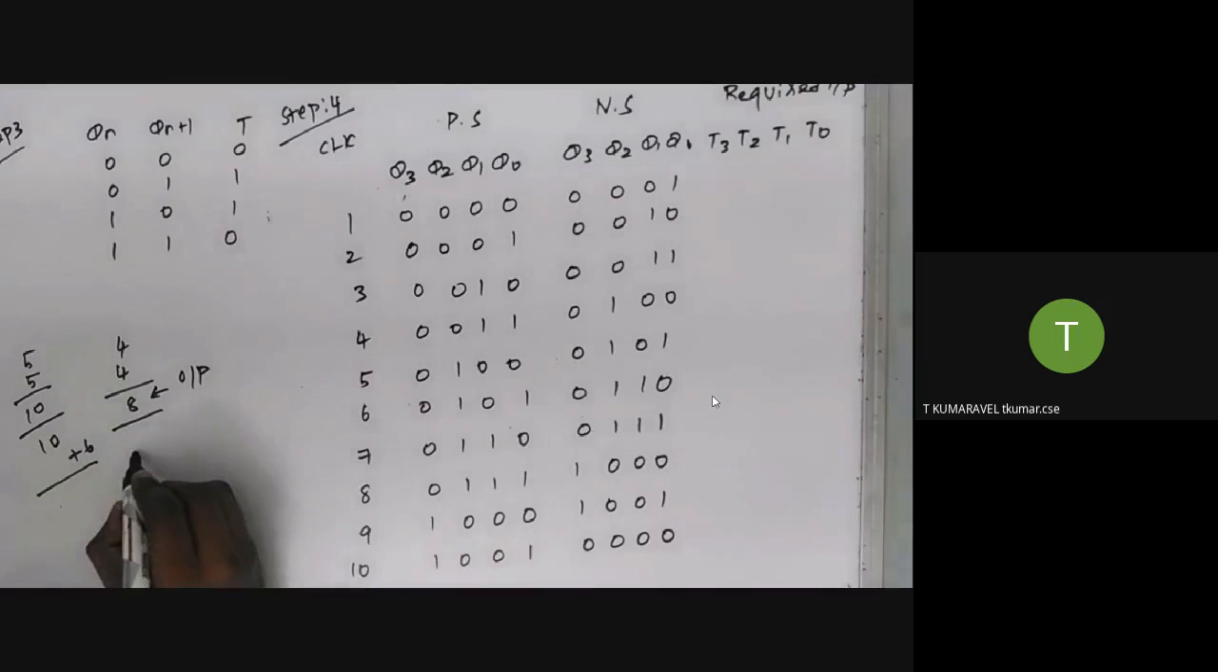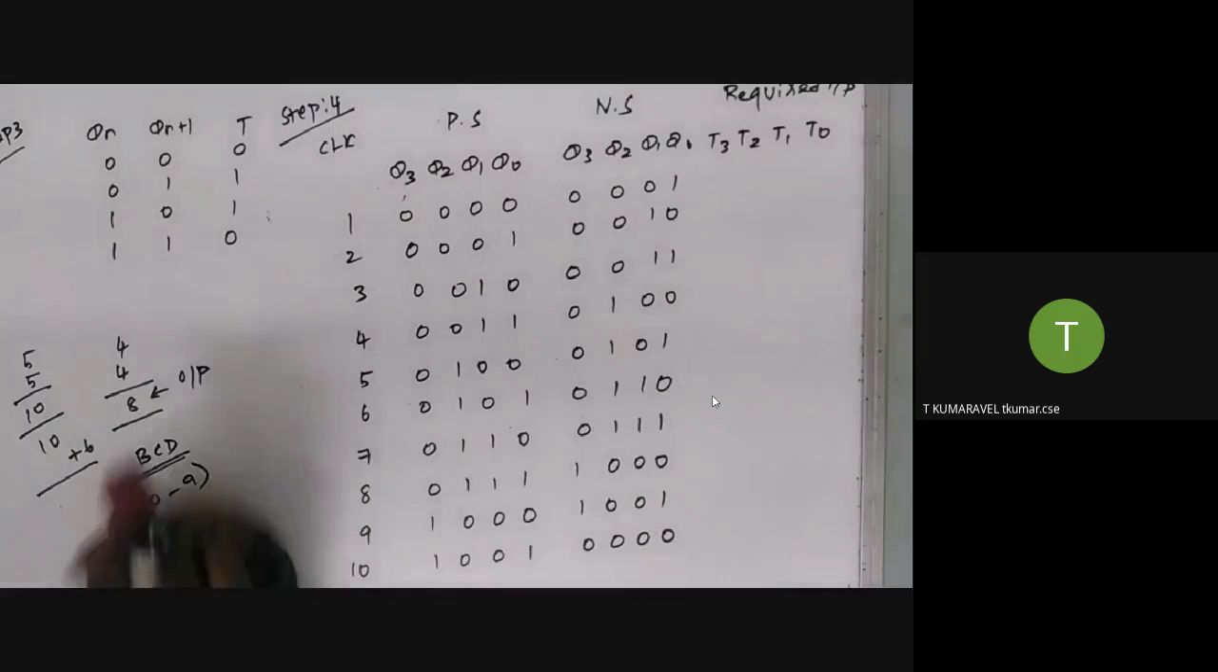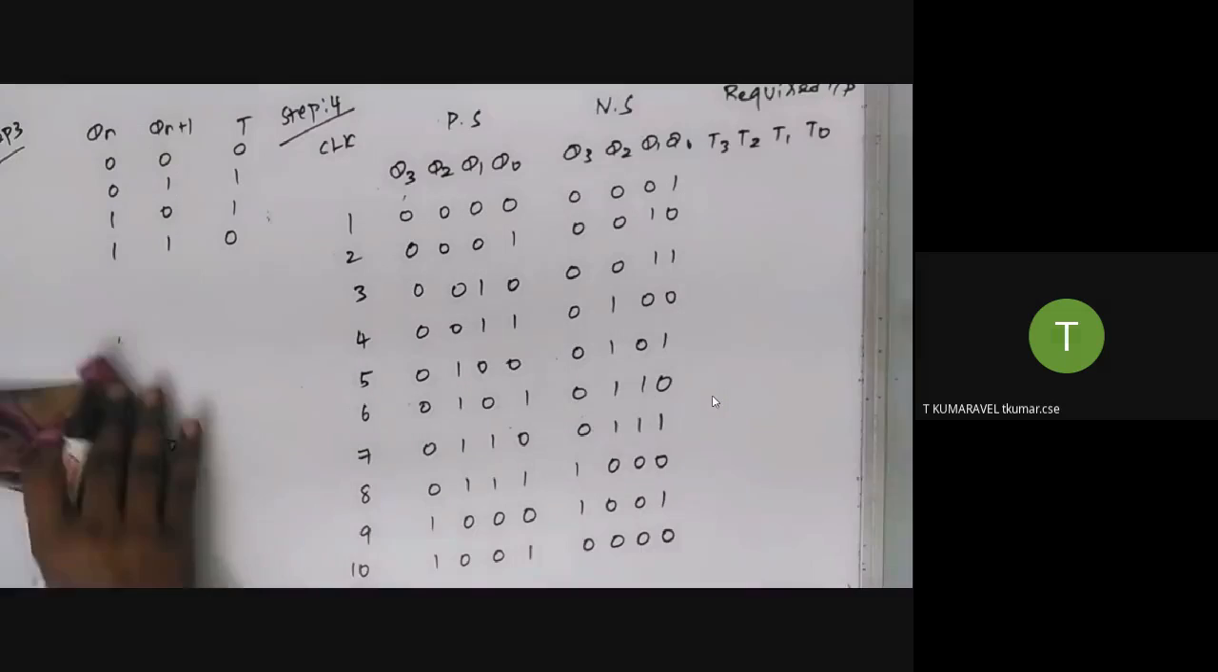What is the meaning of BCD addition? The values appear only from 0 to 9. That's why it's called a BCD counter, otherwise called a decade counter. Okay. So now we got the states.